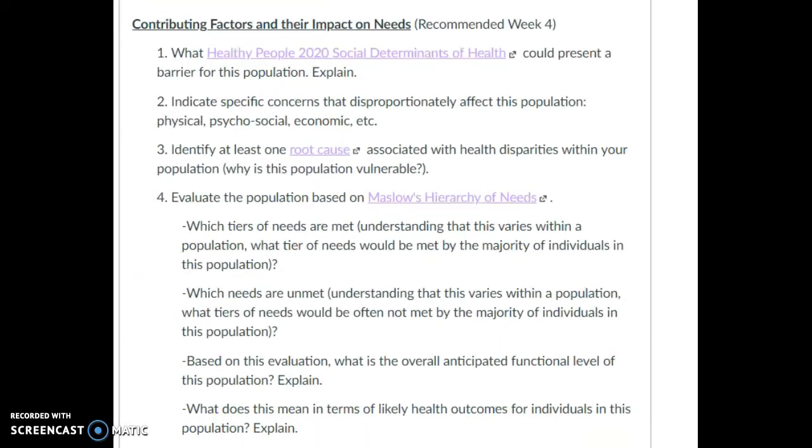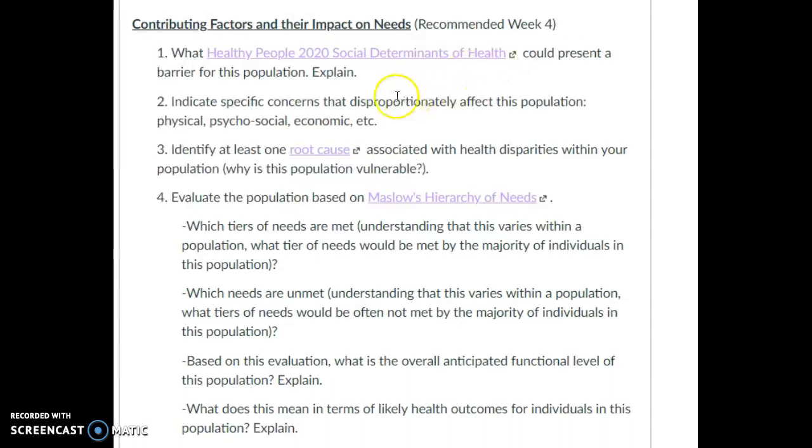Now, under contributing factors and their impact on needs, it's recommended for week 4. The whole assignment isn't due until the end of week 5, but putting the whole thing off until the end can be a large quantity of work to cram in at the last minute. So it's recommended that you do this first portion during week 4.